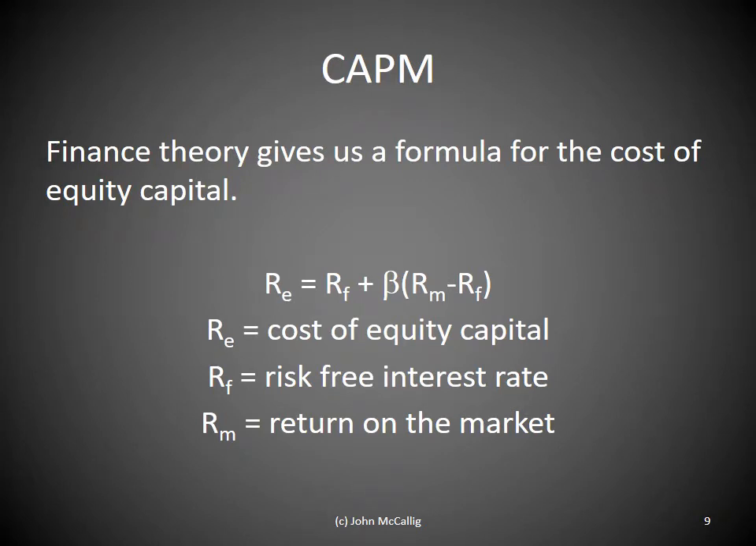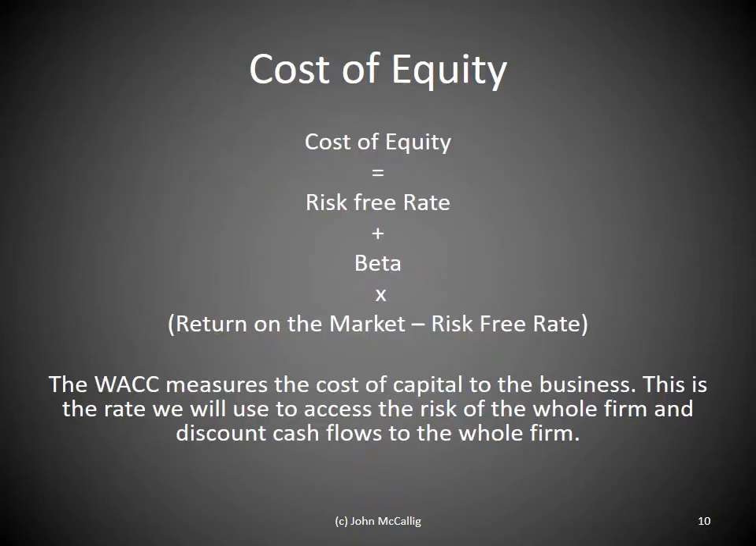Finance theory gives us a formula then. Once we've worked out beta, it gives us a formula for the return on equity, or the cost of equity capital. RE, the cost of equity capital, is equal to RF, the risk-free rate, plus beta times RM, the return on the market, minus RF. Okay, so that's the CAPM formula. So we just need to slot things in there, or in fact, Bloomberg will do it for us. I'll show you the screens in a minute.